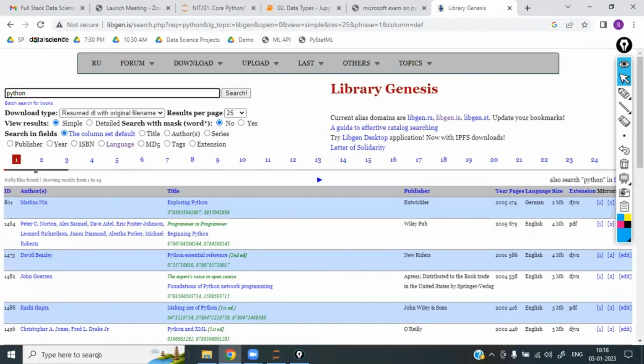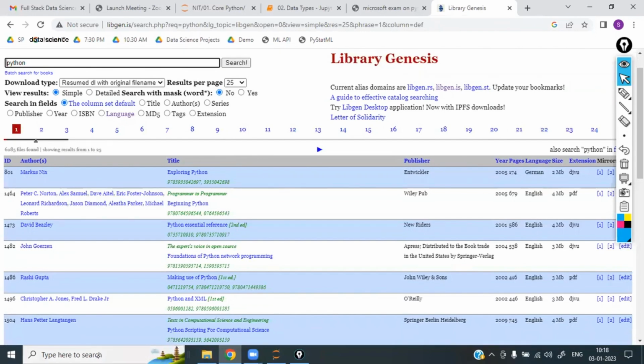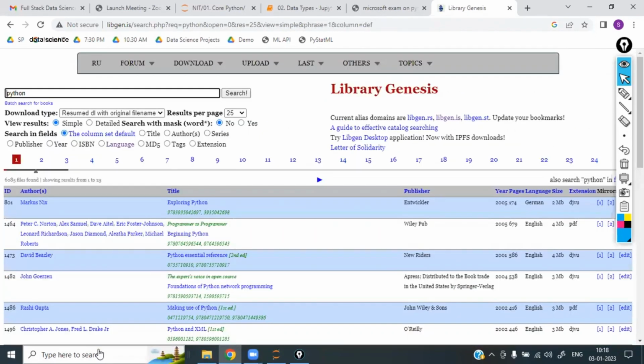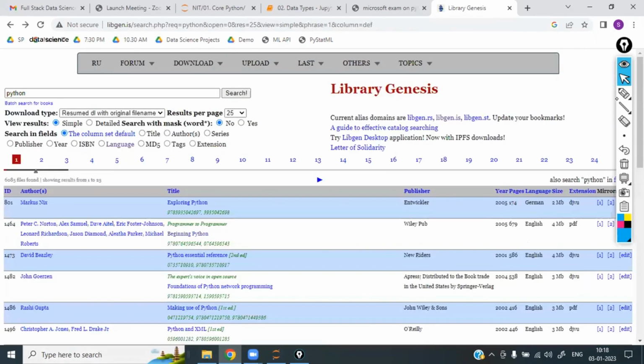For example, you type Python and click on the search button. Now you have got all the books. This is the book I want, so just click on this. Whichever extension it has, see if the extension is PDF. If it is DJVU, you require a DJVU reader. Just like we have the Acrobat PDF reader, we also have a reader for DJVU. If you have that reader, you can open it. You can find the reader on Google, click on install and install it. That is also free of cost.